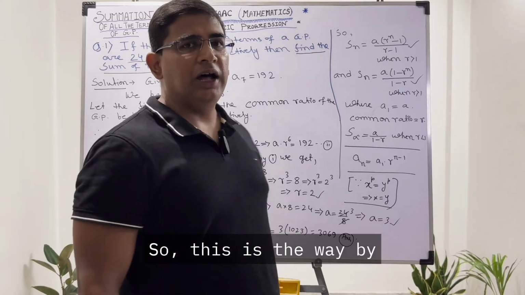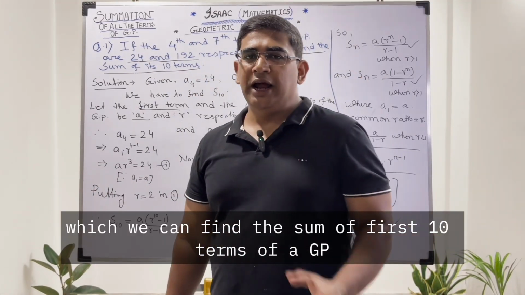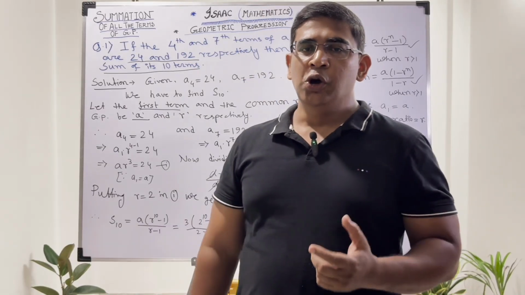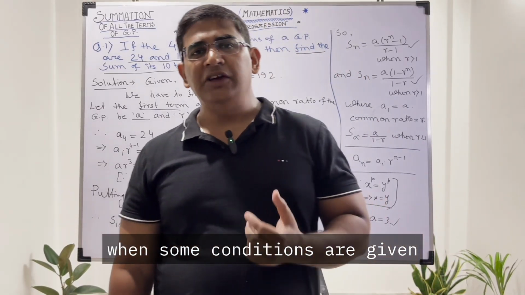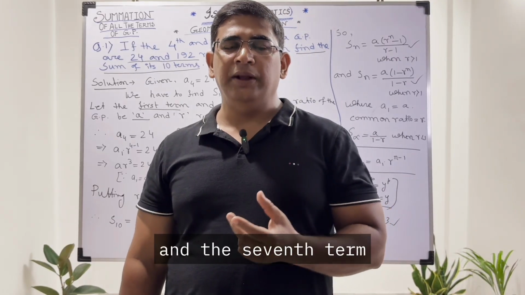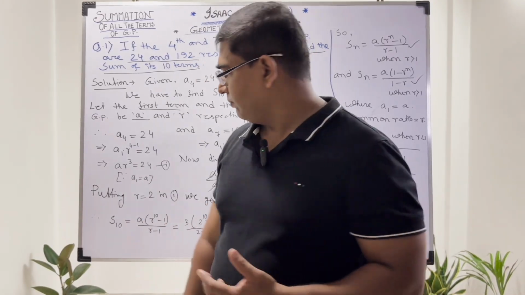So this is the way by which we can find the sum of the first 10 terms of a GP when some conditions are given. Here the conditions are the fourth term and the seventh term which are given. Okay.